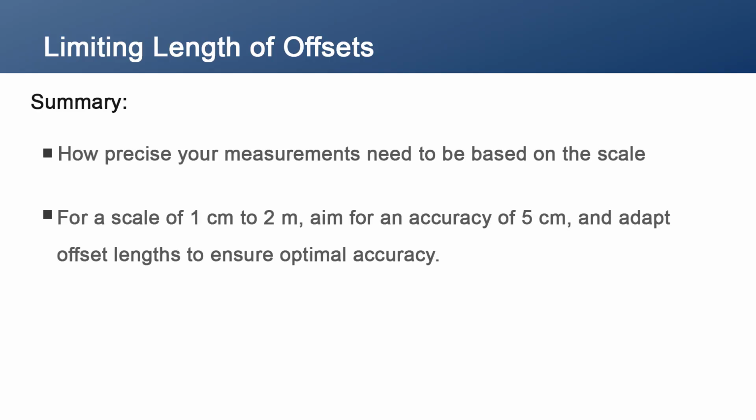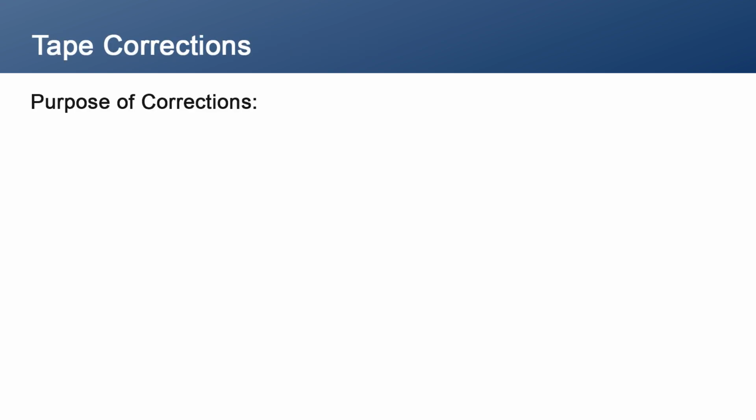So, the understanding here is, before you head out to the field, figure out how precise your measurements need to be based on the scale of your survey. Working with a scale of 1 centimeter to 2 meter, aim for an accuracy of 5 centimeter. Always consider the factors that affect the allowable length of your offsets to ensure your survey is as accurate as possible. Next topic here for you is the tape correction.